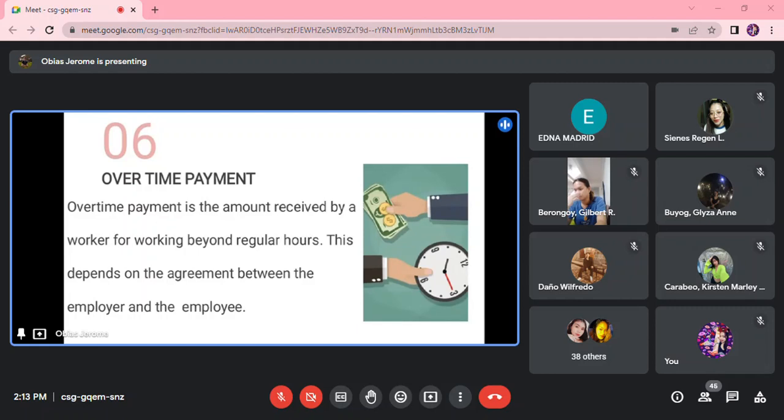Halimbawa, nag-overtime ka ng 5 oras, tas every hour, 100 pesos. So, may dagdag sa sahod mo na 500. Ganon.